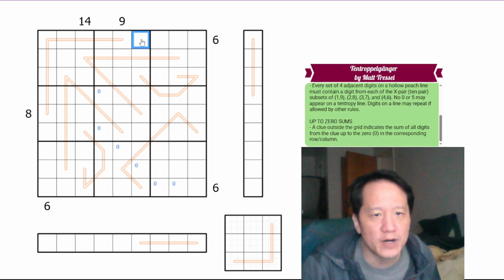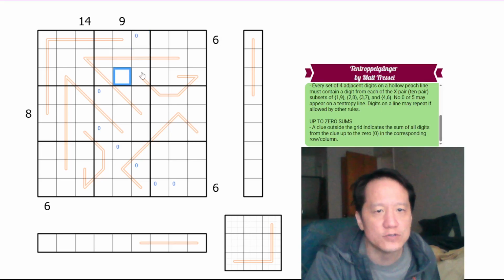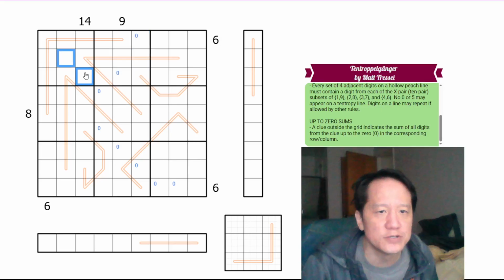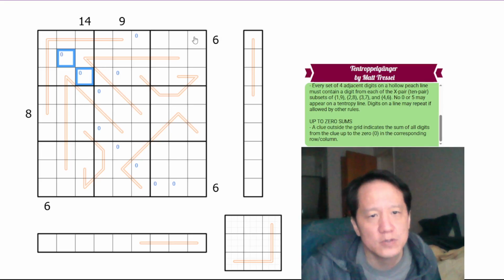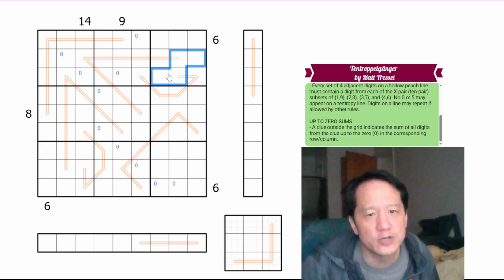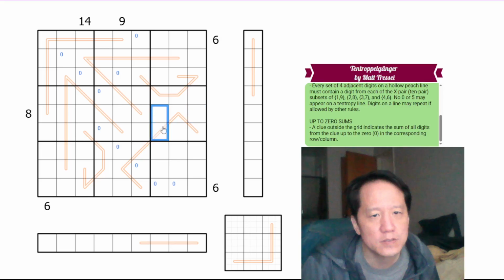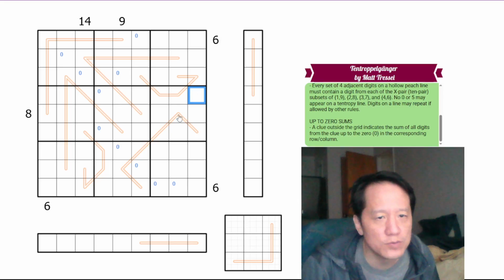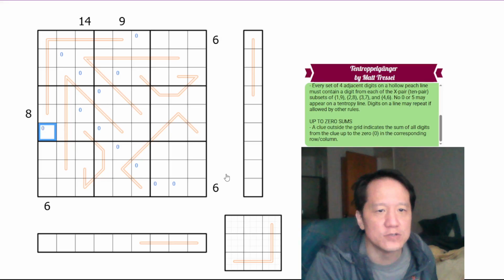There, in box 2, the 0 has to be one of these 2. In box 1, the 0 has to be one of these 2. We don't know about this one, unfortunately. In row 4, it's one of these 2. In box 4, it's one of these 2.